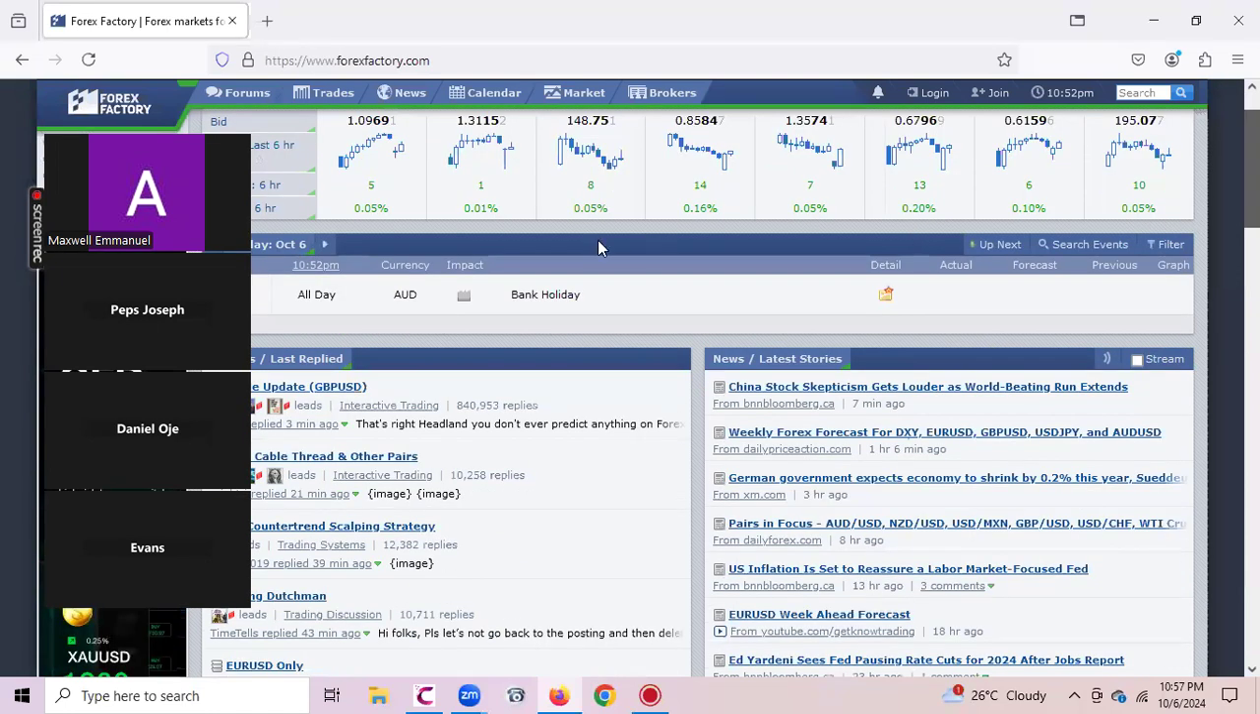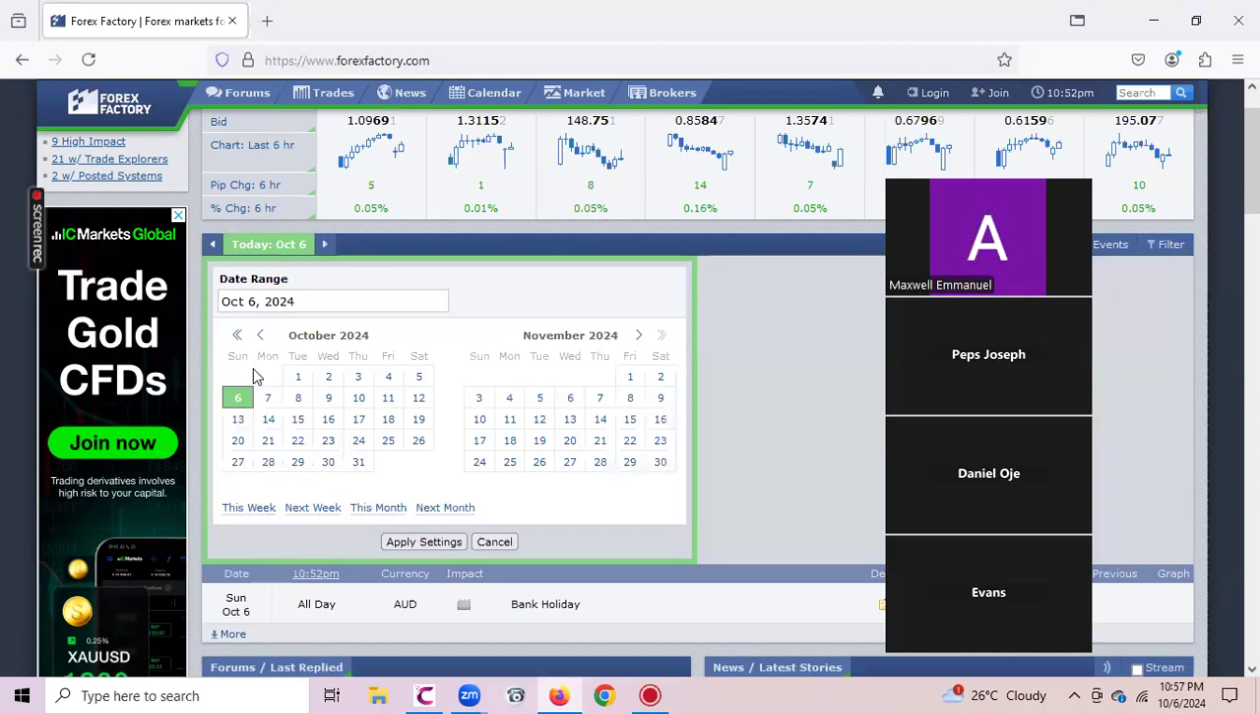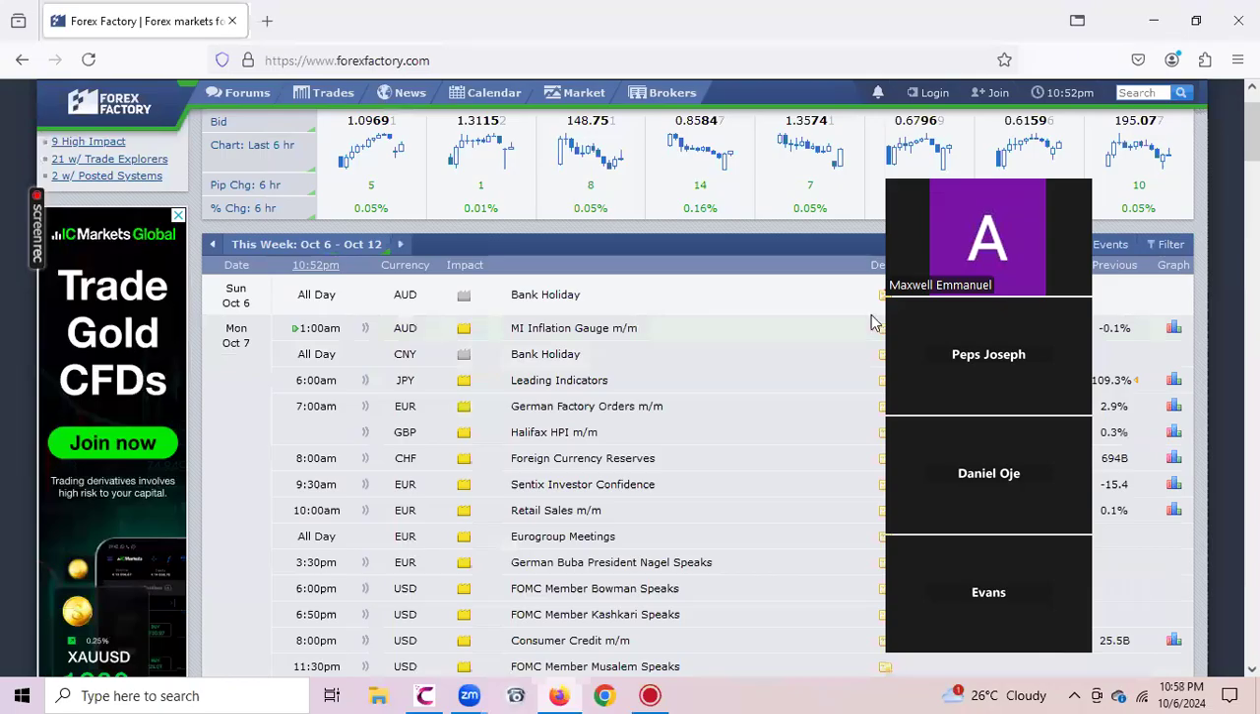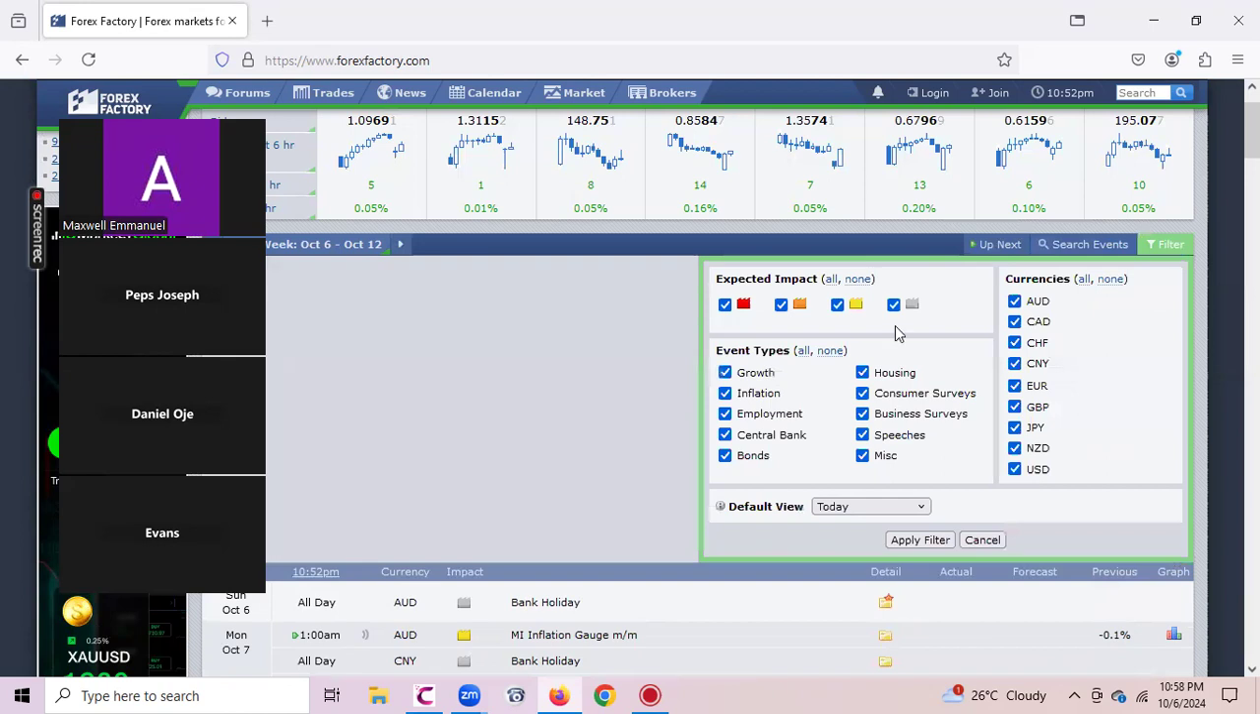Okay, so, a few minutes. Sixth to 12th. I think CPI and FOMC will be released this week. So we are interested in the major news. I'm going to filter out the medium impact and the low impact news. Okay, let me remove this. I'm not interested in this.